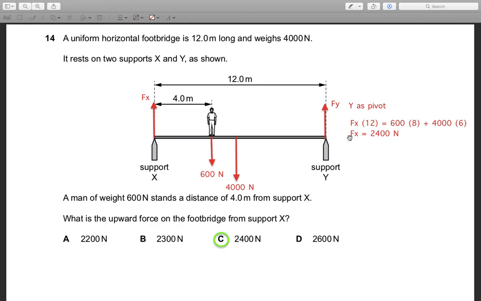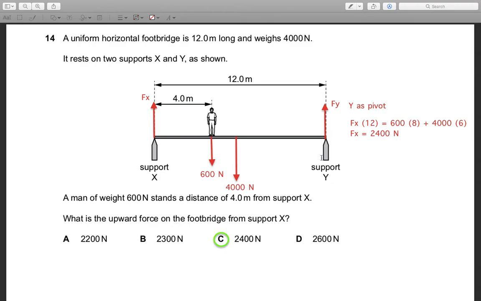We have a calculation about the system of forces on this bridge. Support X has force Fx, which is a normal contact force at point X. Then the man is standing on the bridge with weight 600 newton, and this is the weight of the bridge, 4000 newton, and at the right end, support Y has force W. This is the normal contact force at point Y.